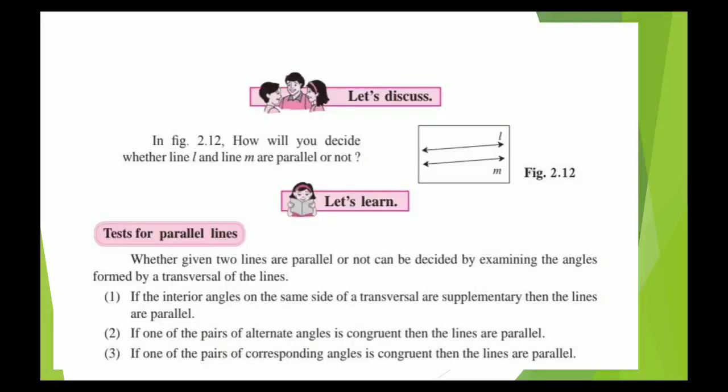Second one, if one of the pair of the alternate angles is congruent, then the lines are parallel. If any one pair of alternate angles is congruent, then it is a parallel line. If one of the pairs of corresponding angles is congruent, then the lines are parallel. These are the three tests for parallel lines. Among these three tests, if any one test is verified, then we can say that the given line is a parallel line.